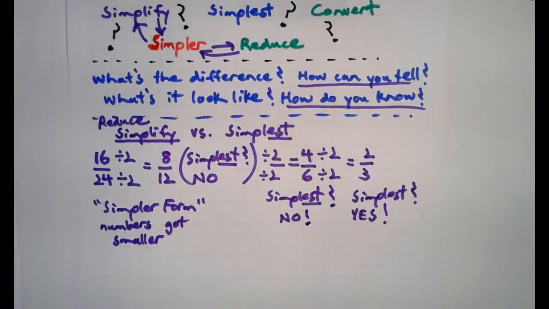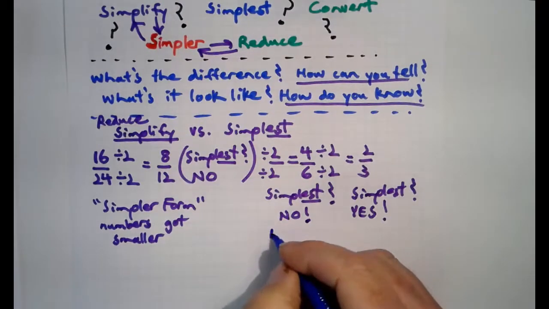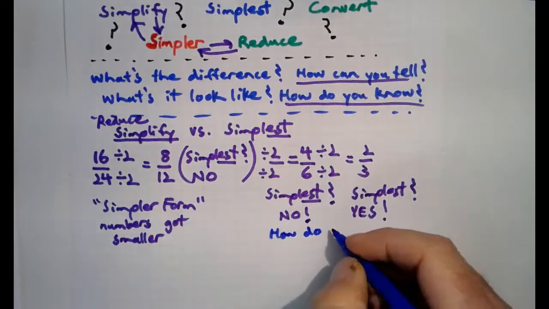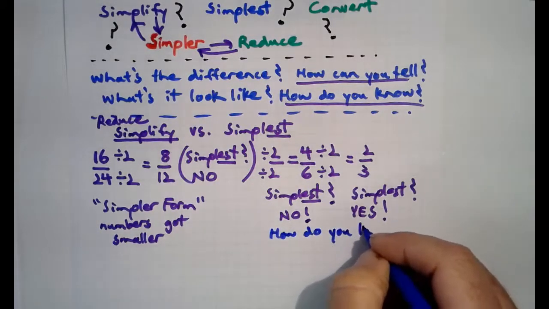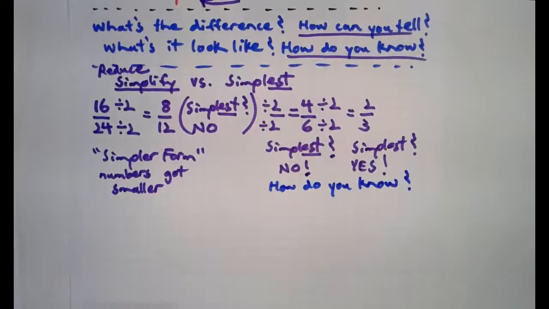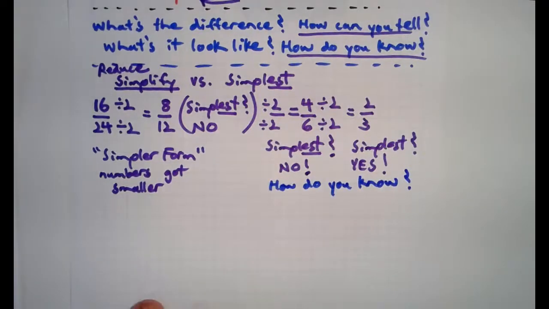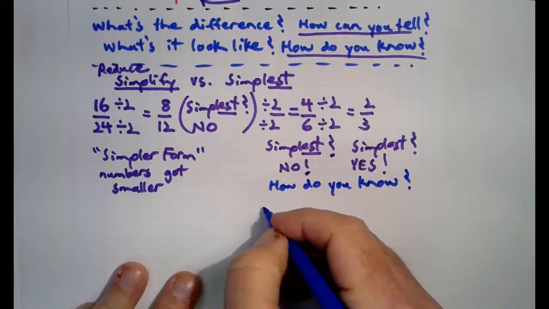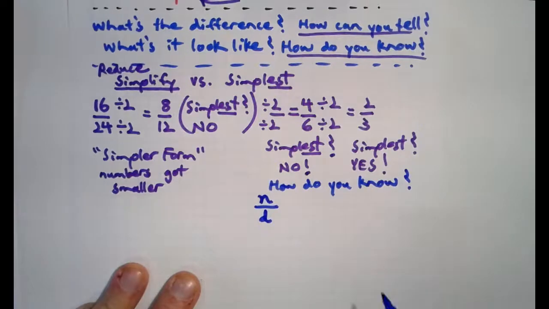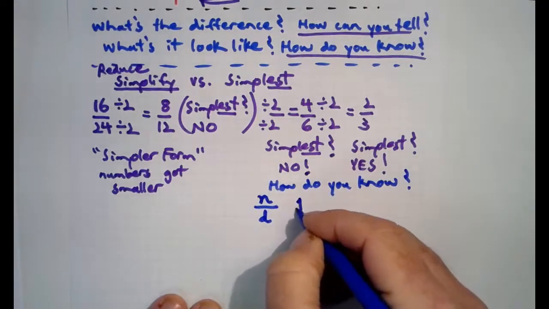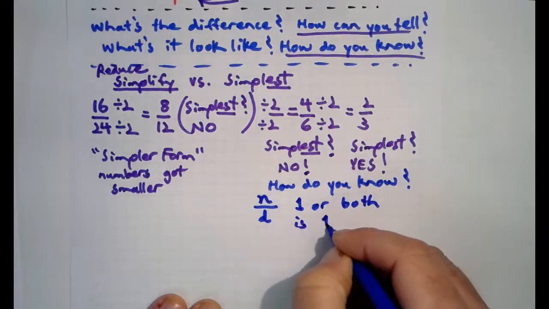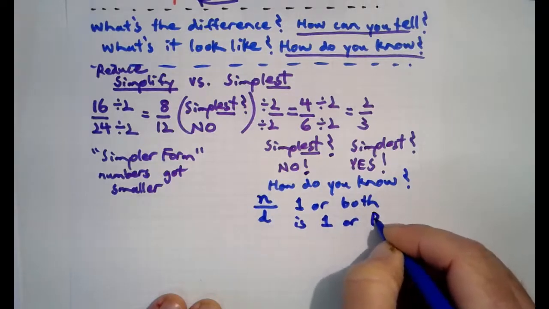So how do you know? Let's change colors here. How do you know? How did we know to stop there? Why can't we just keep splitting it? Well, there are certain characteristics or traits that we're looking for to know by looking at something if it's in simplest form. If we have a numerator and a denominator, one or both of them is 1 or a prime number.